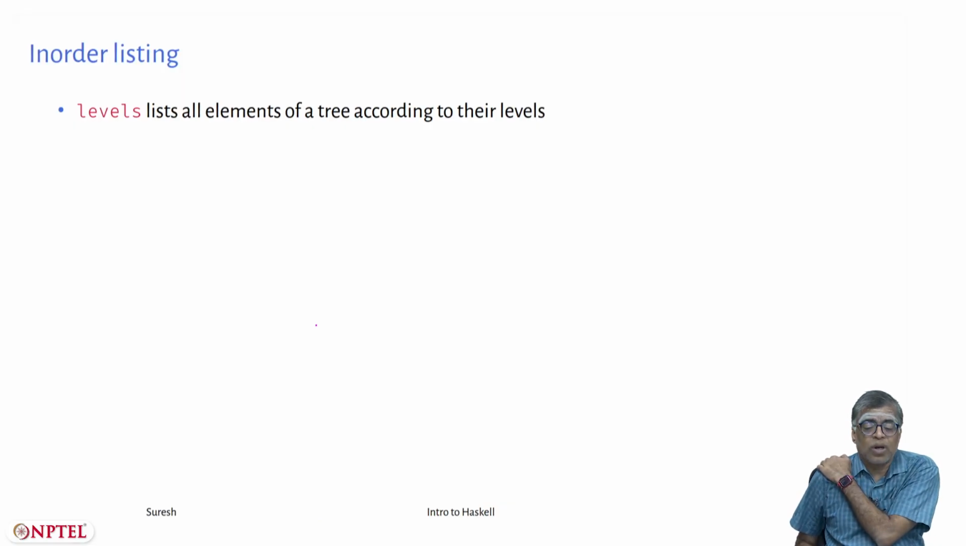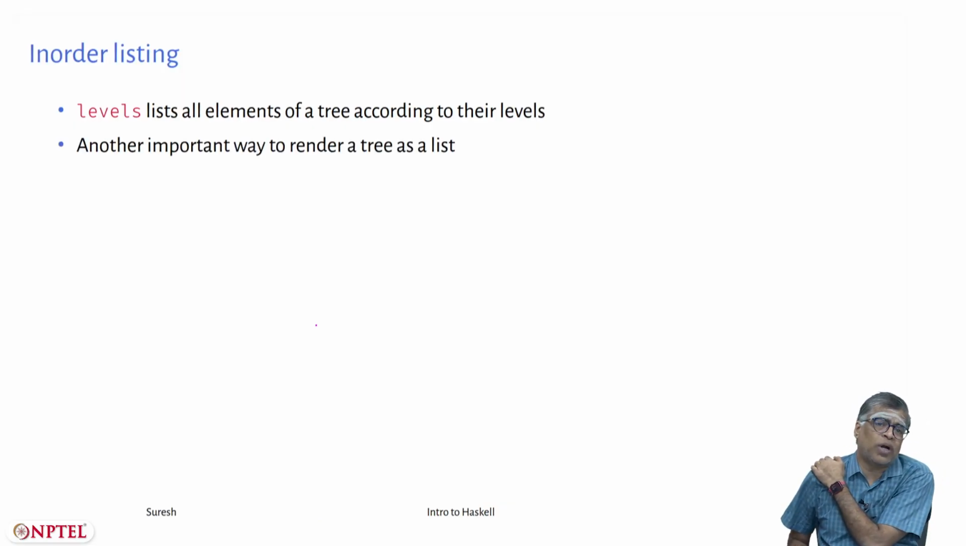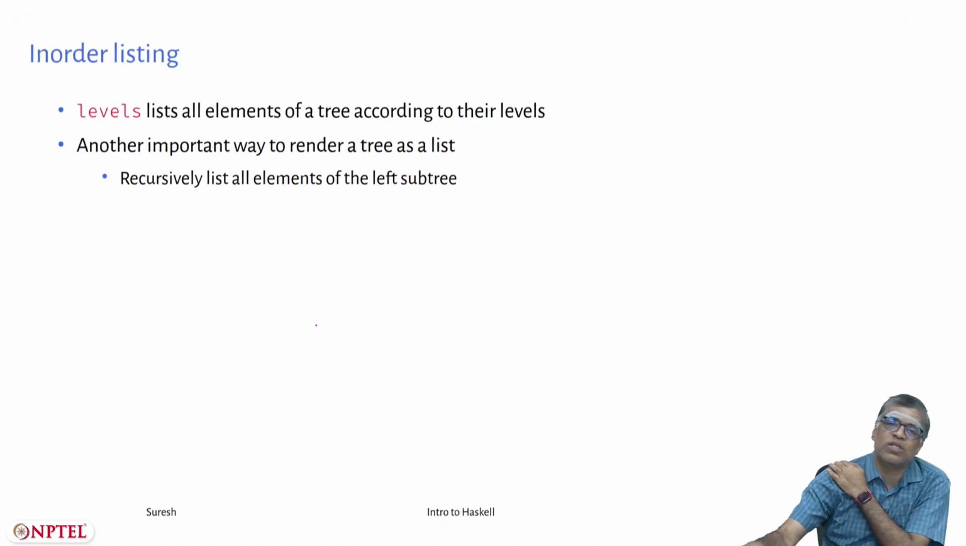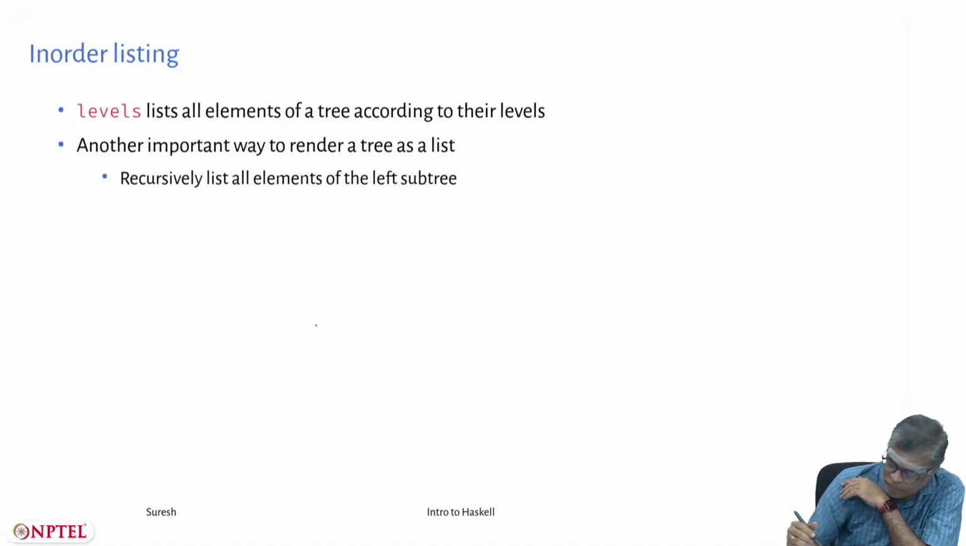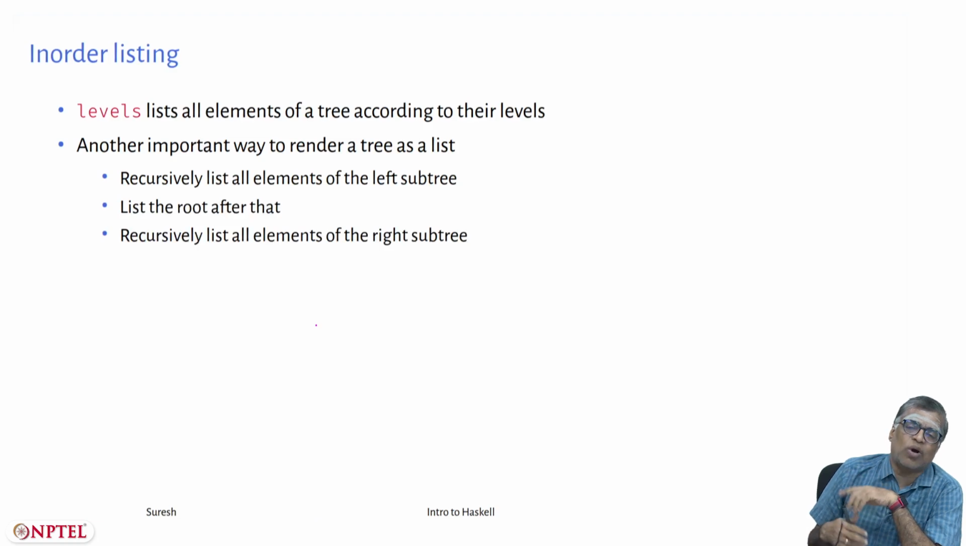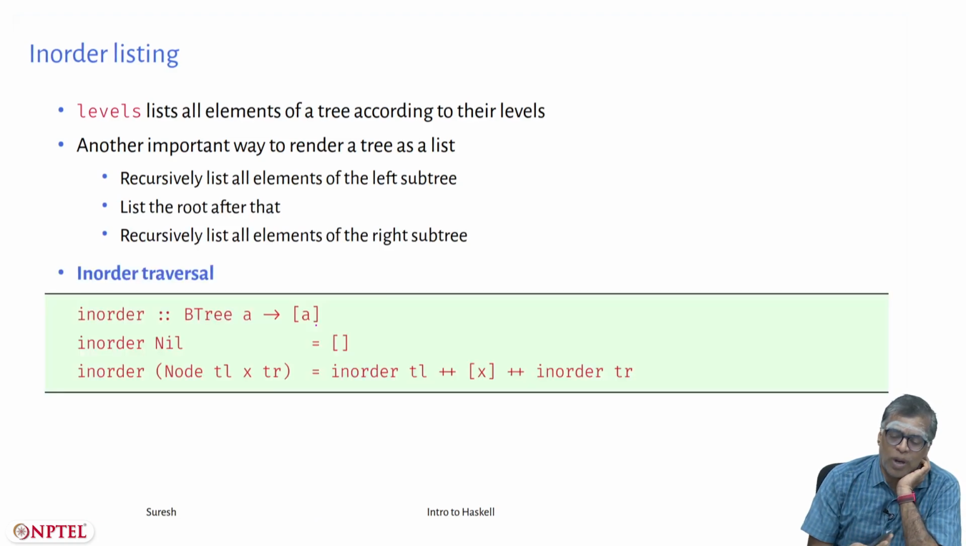Okay. So levels lists all elements of a tree according to their levels. Another important way to render a tree as a list is what is called in-order listing. What this does is recursively list all elements of the left subtree, then list the root after that, and then recursively list all elements of the right subtree. Okay. And the program couldn't be simpler.